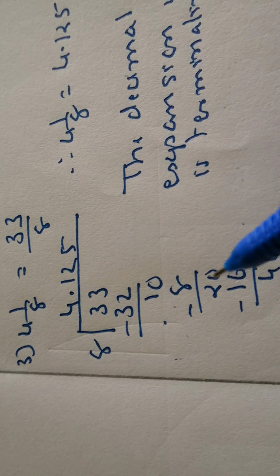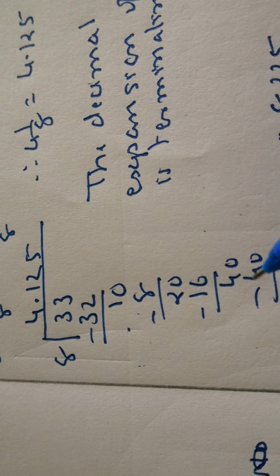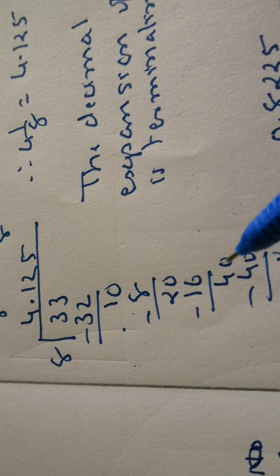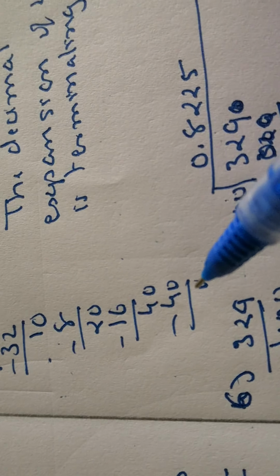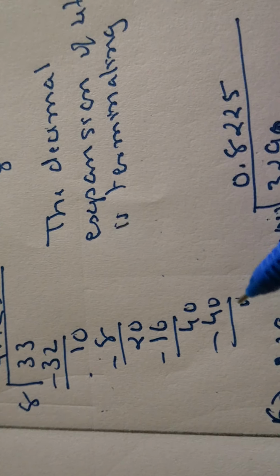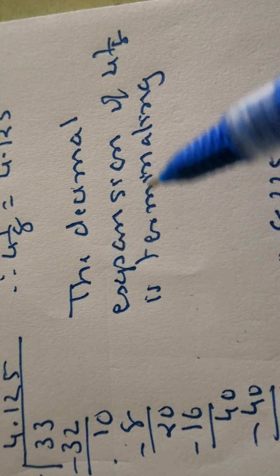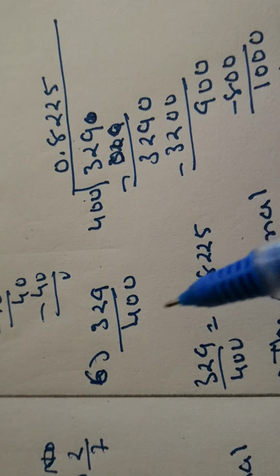Already I kept a decimal, so we are going to get 10. So 8 2s are 16. So remainder is 4. 10 you are going to get again. So 8 5s are 40. Now the remainder is 0. So it is called terminating. The decimal expression of 4 1 upon 8 is terminating.